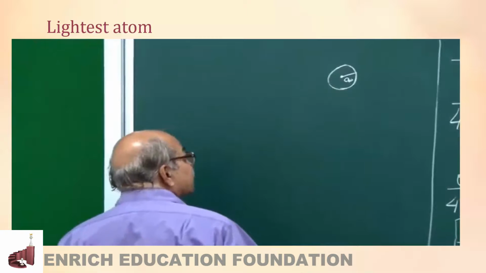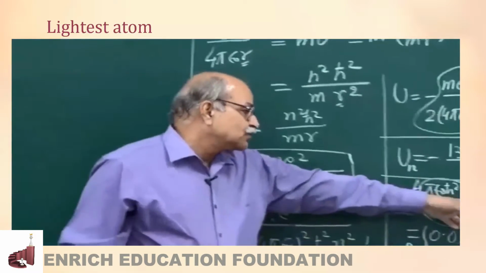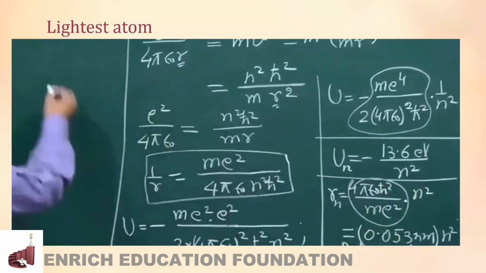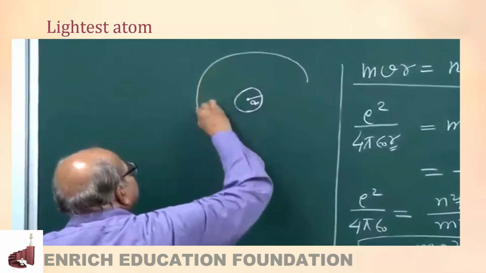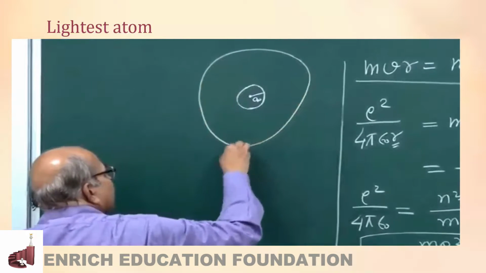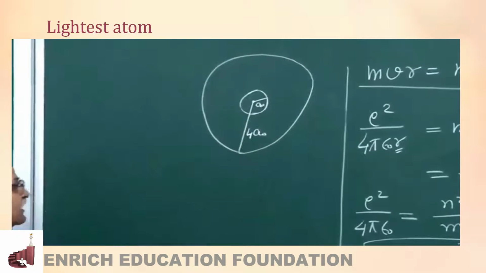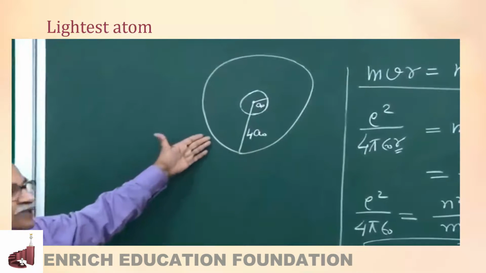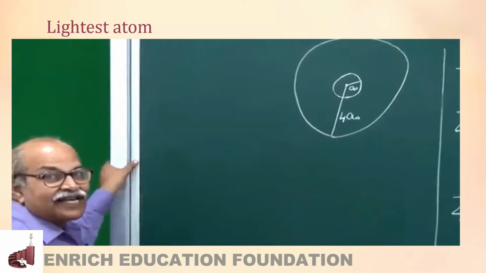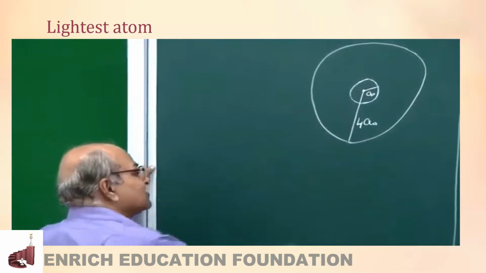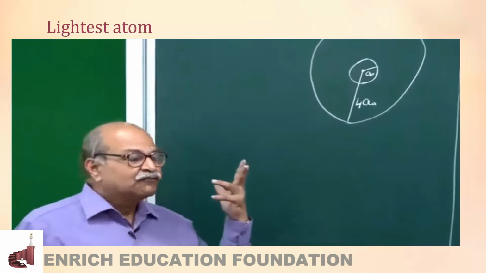Then the next stationary orbit is 4 times A0, because n equal to 2, and this is n square here. So the next orbit will have radius 4 times this, something like this, 4 A0, where A0 is 0.053 nanometers. It doesn't look like a circle, but you always assume whatever I draw is a circle. And then the next one will be 9 times A0, like that. So you have n equal to 1, n equal to 2, n equal to 3. These are stationary orbits. And what are the energies?